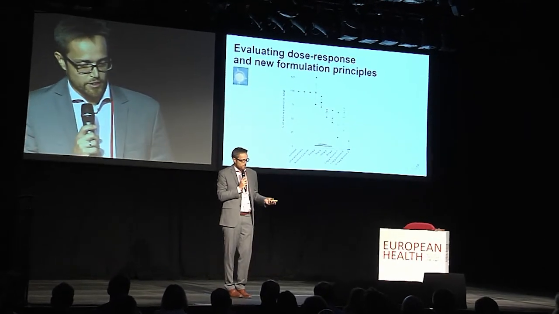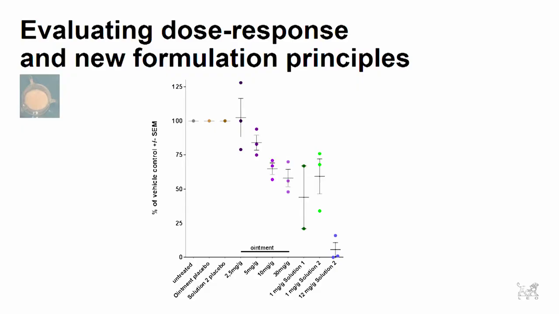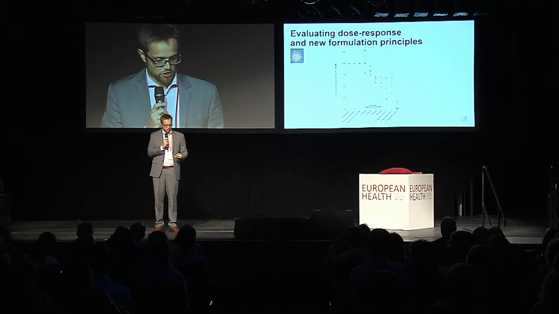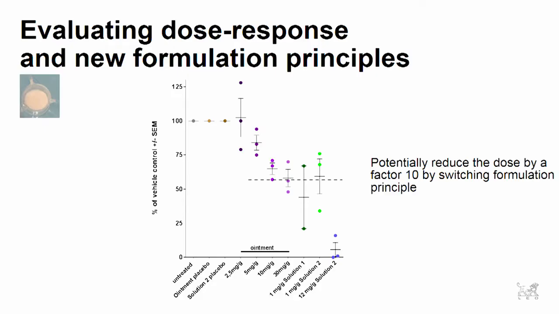So what you're seeing here is a dose response. Now the response here is down is good, before up was good, now down is good. You have 4 different strengths of an ointment that gives a nice dose response. You see that the 30 milligram per gram ointment gives the largest response. But the ointment is a very poor formulation in terms of patient compliance. So if we switch to a solution, which is much nicer formulation, we can potentially reduce the dose by a factor of 10 and still retain the same target engagement.